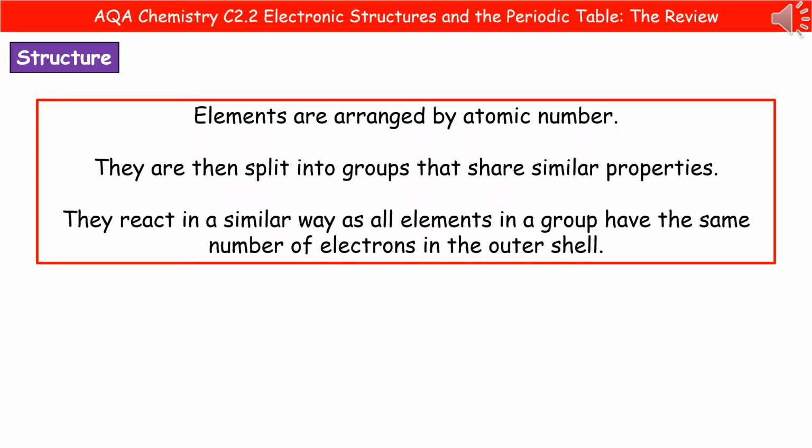Welcome to our review on electronic structures and the periodic table. So hopefully we remember from our previous video that when we're looking at the periodic table, the elements are arranged by their atomic number on the modern version. And what we then do is split them up into these groups, and all of the elements within any given group share similar properties. So what we mean by that is that they're all going to react in a similar way to each other, because all of the elements in any given group have the same number of electrons in their outer shell.